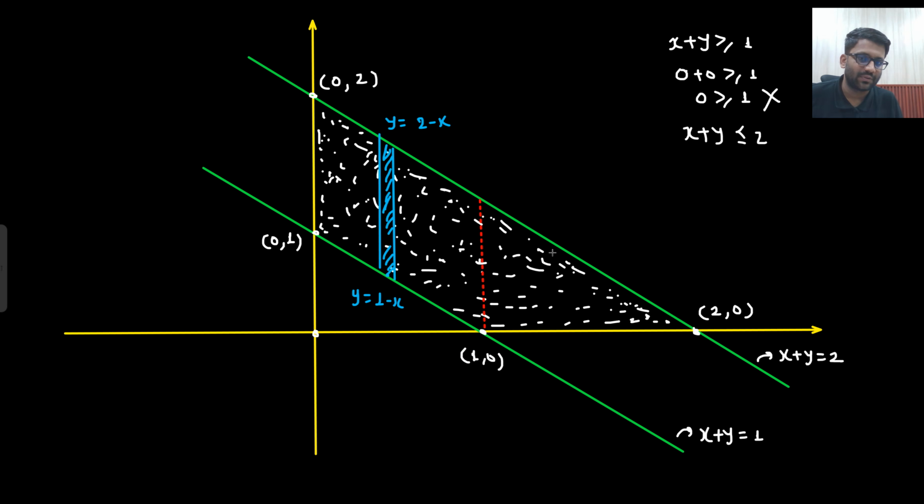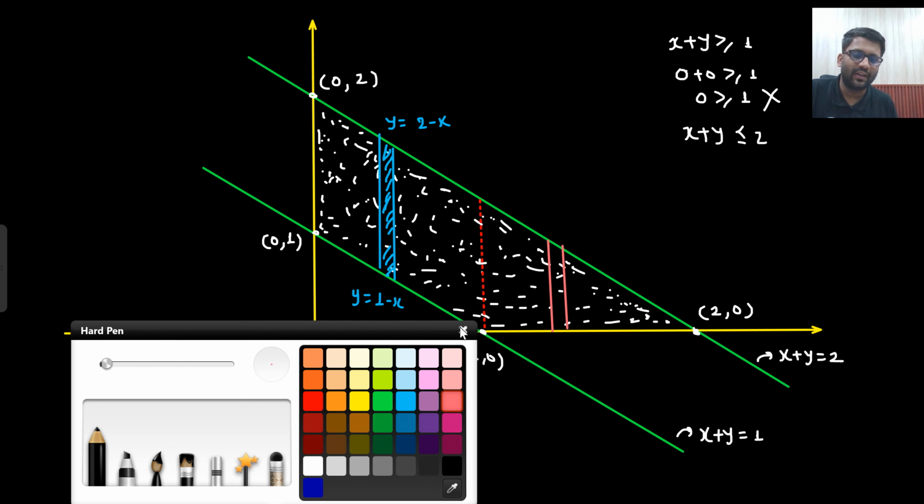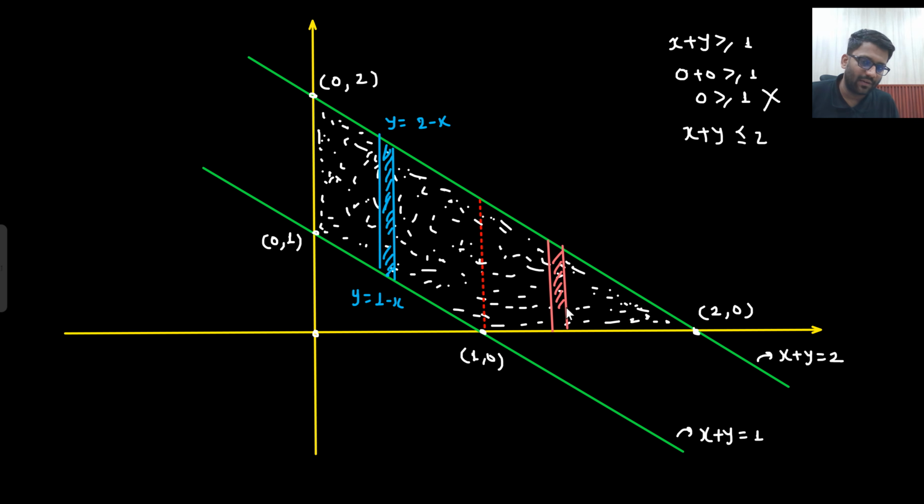This strip I need to choose, because here what is actually happening? When your x is going from 1 to 2, your y is going differently. Your y is going in a different manner. y is actually going from y equals 0 to y equals 2 minus x. Is that clear to you or not?